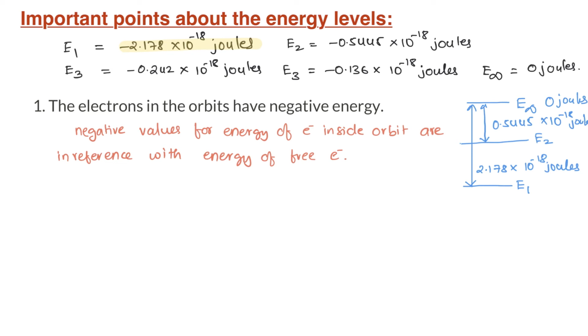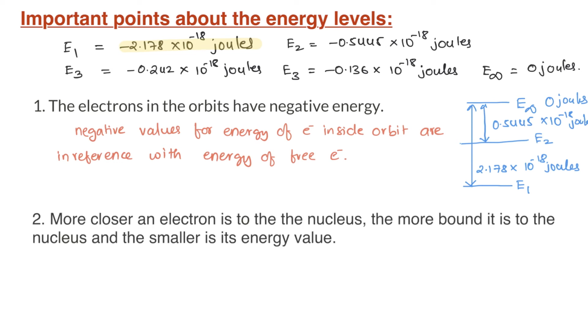Point number 2. As we have seen in point number 1, an electron with a negative energy means it is bound to the nucleus. The closer an electron is to the nucleus, we say the more bound it is to the nucleus, and the smaller is its energy value. In terms of magnitude, its value is higher, but the negative sign in front makes it smaller. Therefore, we can say that E1 is less than E2, less than E3, and so on.